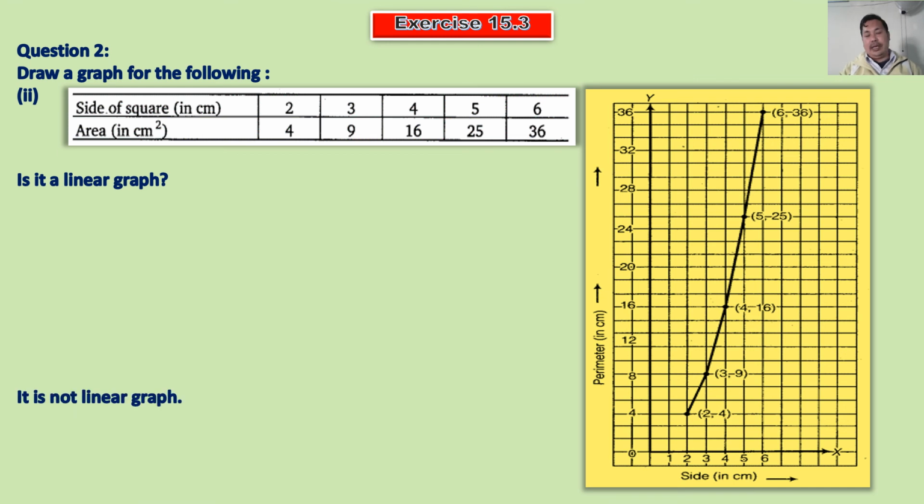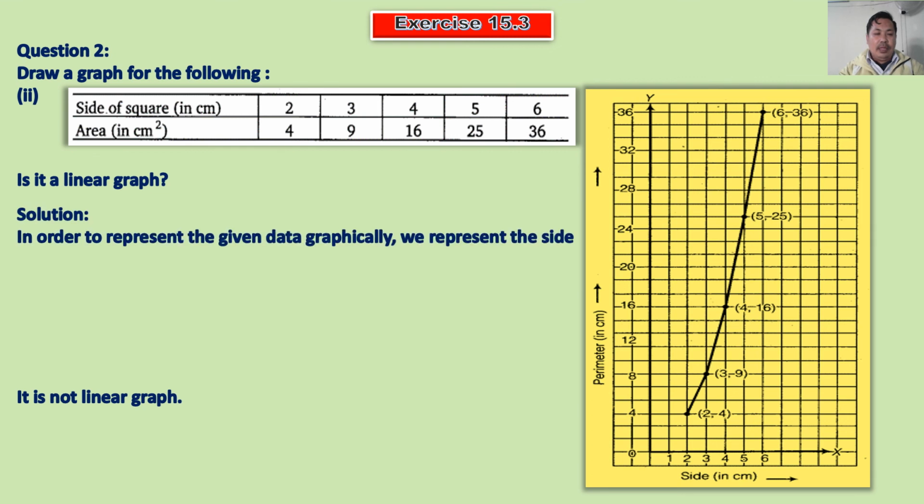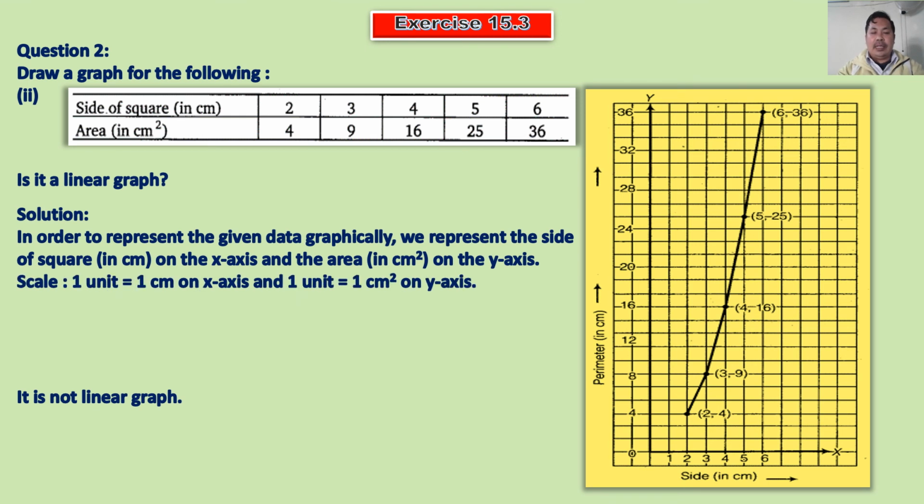Yeah, it is not a linear graph. And then here I'll explain to you about the definition of this graph. Okay. Now, in the solution, in order to represent the given data graphically, we represent the side of the square in centimeter on the x-axis and the area in centimeter square on the y-axis. The scale is taken as 1 unit equal to 1 centimeter on the x-axis and 1 unit equal to 1 centimeter square on the y-axis.